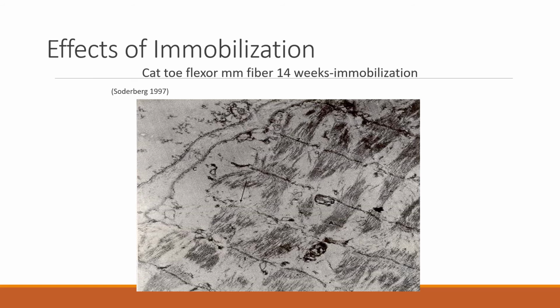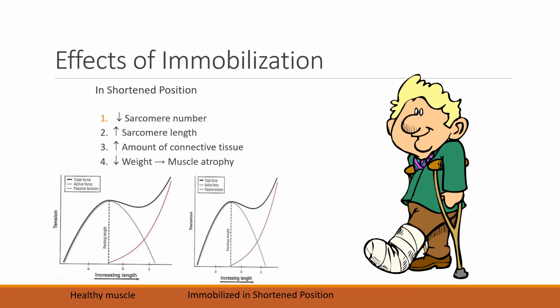So the takeaway from these few slides is that with immobilization, we lose contractile proteins, and those proteins, even within the muscle fiber, are replaced with fatty tissue. When a muscle is immobilized in the shortened position, the loss of contractile proteins and atrophy is unsurprising, but what is interesting is the change in sarcomere length. The reason that sarcomere length increases is when a muscle is immobilized in a shortened position.